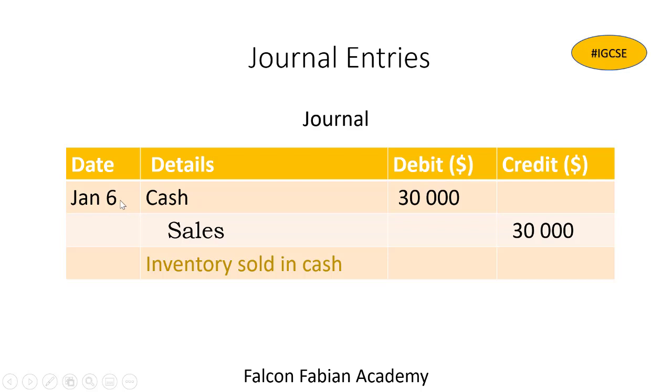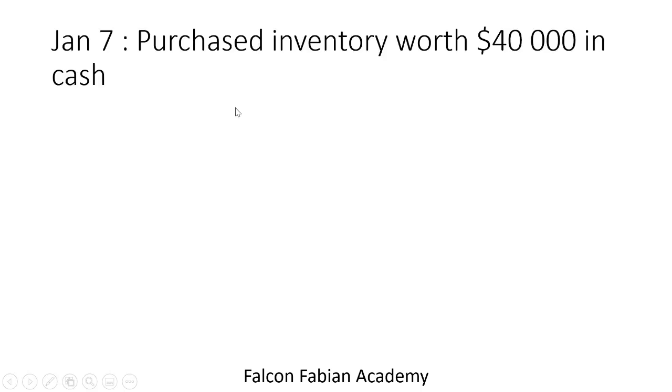So the date is January 6th. Cash account needs to be debited, so that's written first and in the debit column 30,000. In the next line, we will leave some space and the account name is sales. So sales account credit and in the credit column 30,000 and the entry is inventory sold in cash. So cash account debit, sales account credit and narrative is inventory sold in cash. Now let's move ahead and record the next entry. So the date is January 7th and the transaction is purchased inventory worth 40,000 in cash.